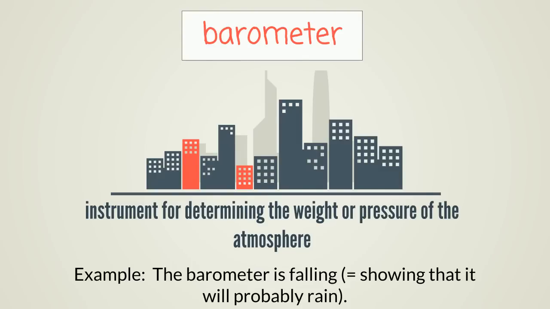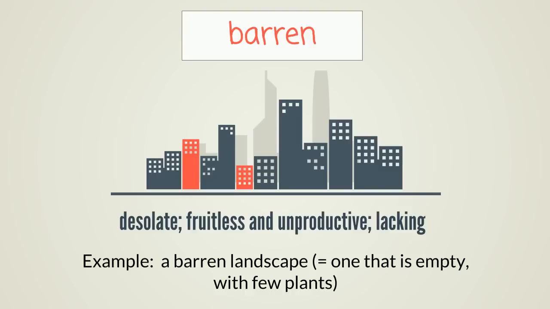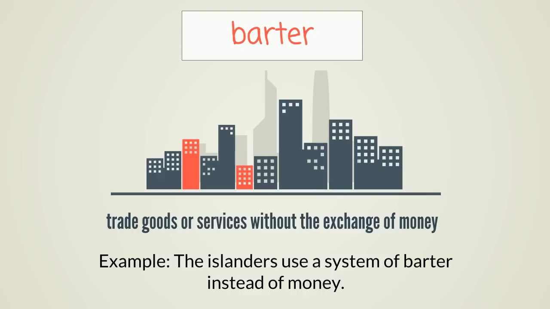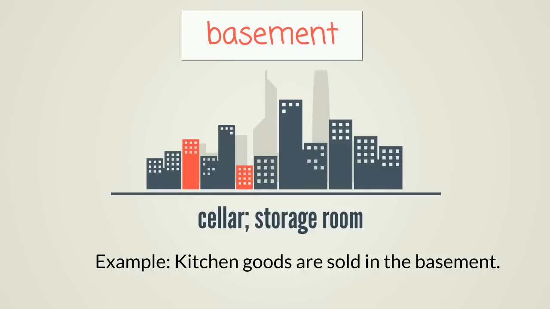Barometer. Instrument for determining the weight or pressure of the atmosphere. Example, the barometer is falling, showing that it will probably rain. Barren. Desolate, fruitless and unproductive, lacking. Example, a barren landscape, one that is empty, with few plants. Barter. Trade goods or services without the exchange of money. Example, the islanders use a system of barter instead of money. Basement. Cellar, storage room. Example, kitchen goods are sold in the basement.